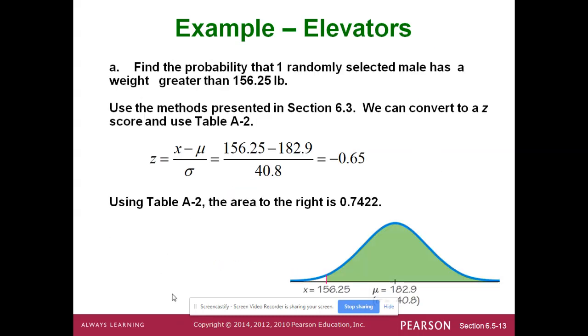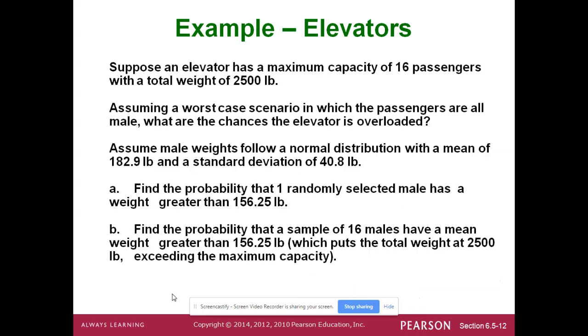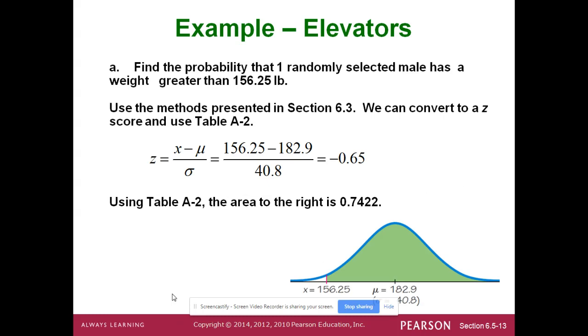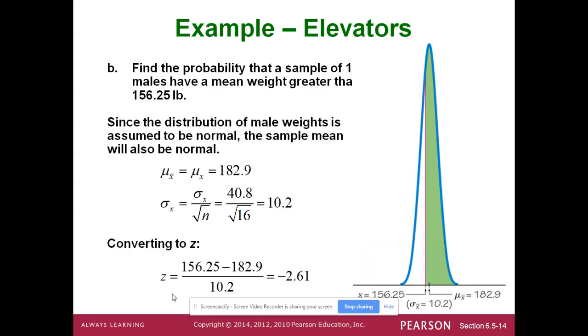Now, B part, go back and read the question. Probability that a sample of 16 males has a mean weight greater than 156.25, which puts the total weight at 2,500 pounds, which is overload capacity. Right? So exceeding the maximum capacity. Here's how we can do that.